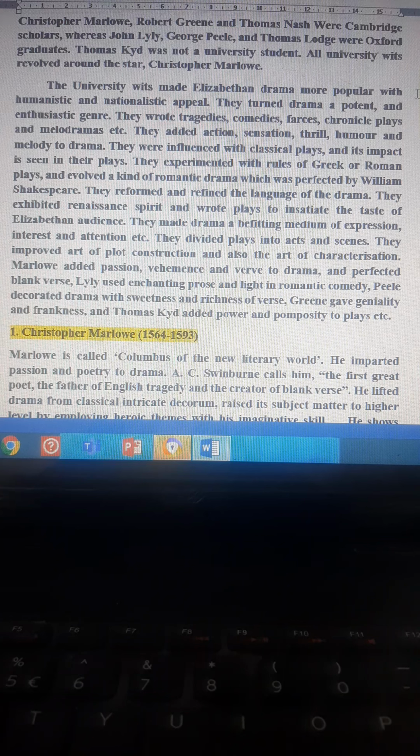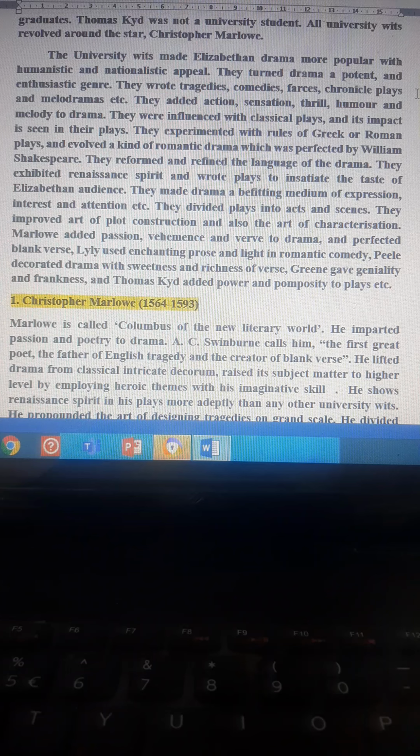They were influenced by classical plays, and its impact and influence is seen in their plays. They experimented with the rules of Greek or Roman plays and evolved a kind of romantic drama which was suited and perfected by William Shakespeare. They reformed and refined the language of the drama. They exhibited a Renaissance spirit and wrote plays to satiate the taste of the Elizabethan audience.